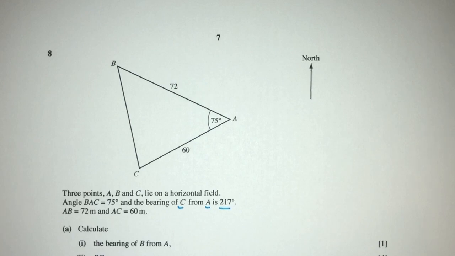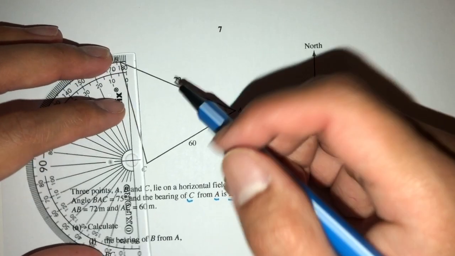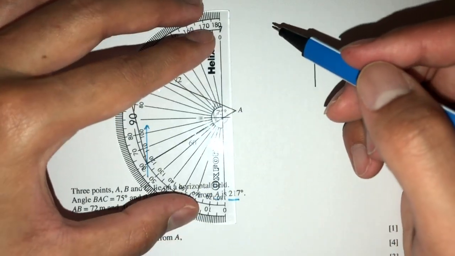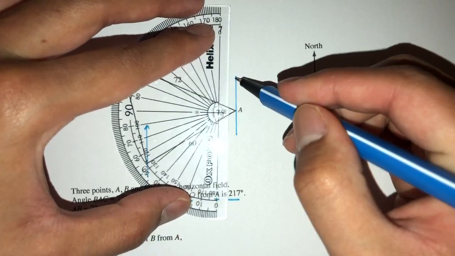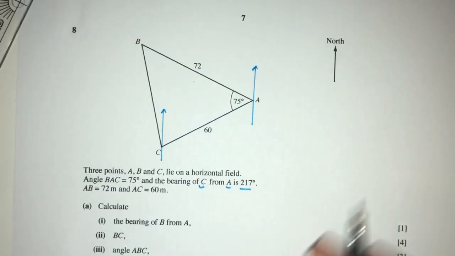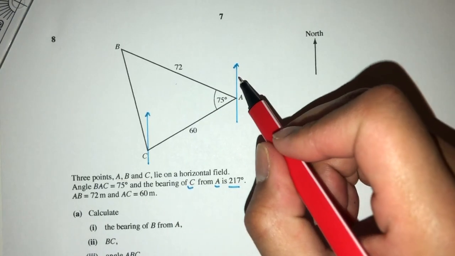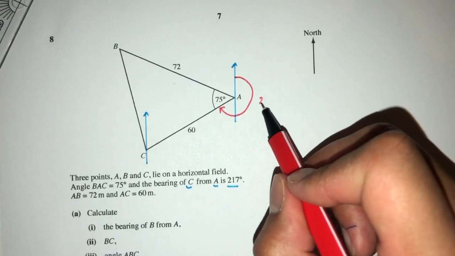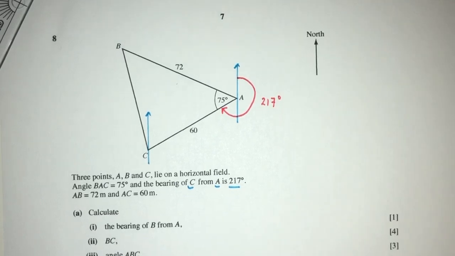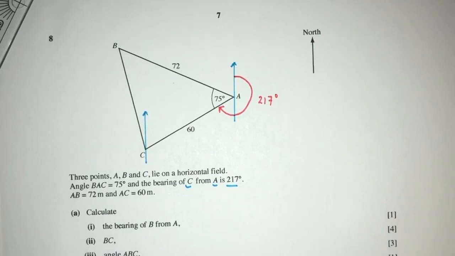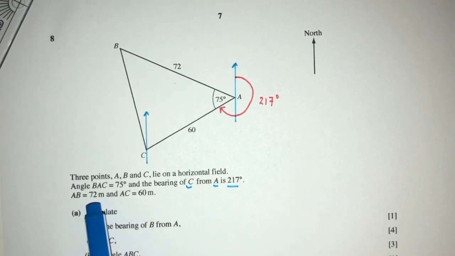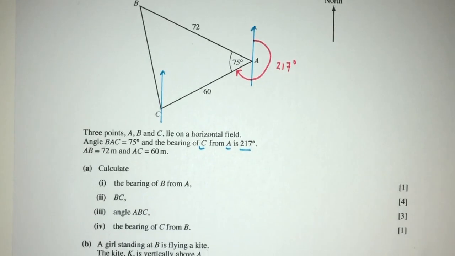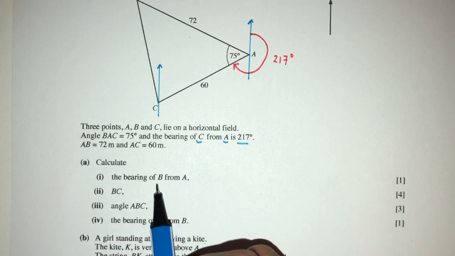So let's see where that angle is. Here we have C. Let's say this is my north line. And here we have A, and that will be my north line over here as well. So the bearing of C from A, going from A all the way to C, has to be 217. That is the bearing of C from A. Now for part B, we have the values of AB and AC given on the diagram. For part A, we have to calculate the bearing of B from A.